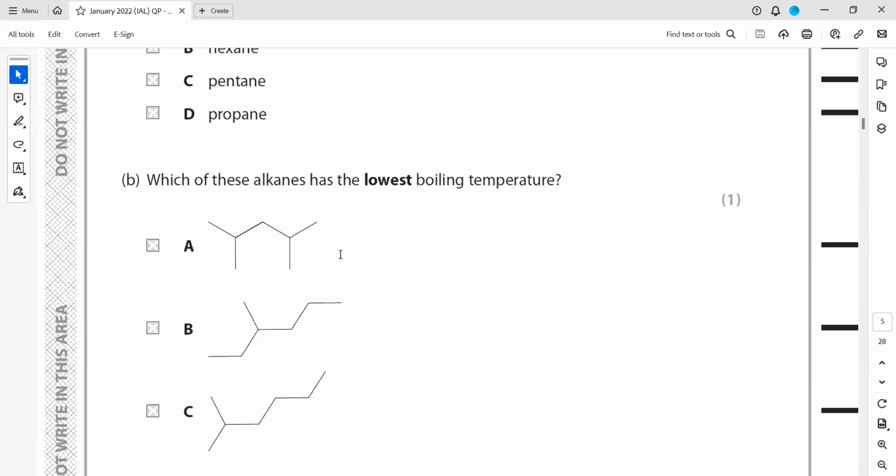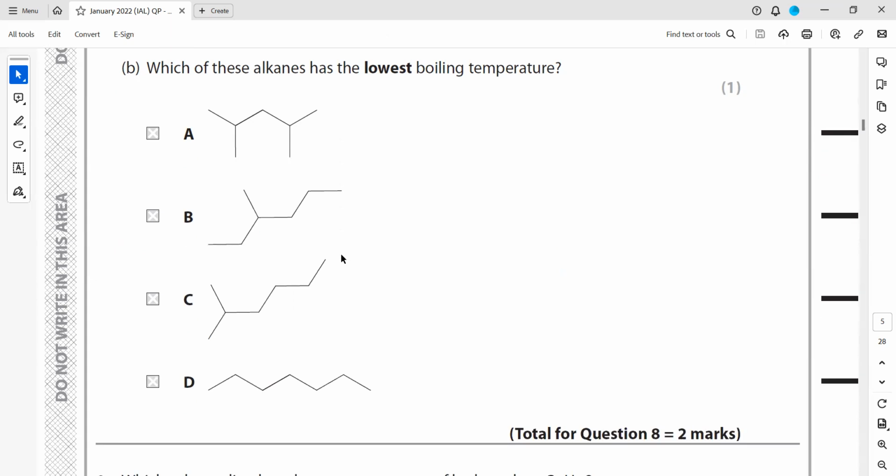Then the boiling point decreases as more branches are there. They all have the same number of carbons. When we check the number of branches, the greater the number of branches, the lower the boiling point. How many branches? This has 2 branches. This has 1 branch. 1 branch, no branch. So this has the maximum number of branches, so it has the lowest boiling point. Because more branches means smaller surface area, so it reduces the boiling point.